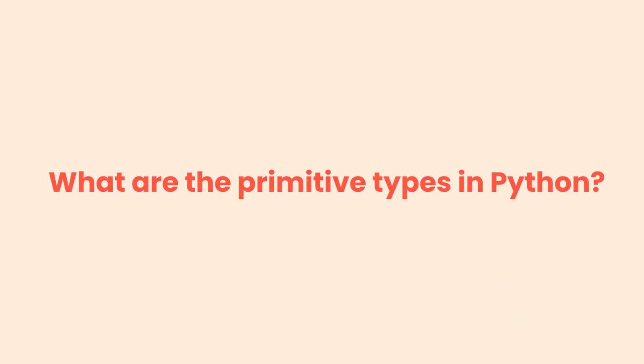We have strings, numbers, and booleans. Numbers can be integers, floats, or complex numbers.